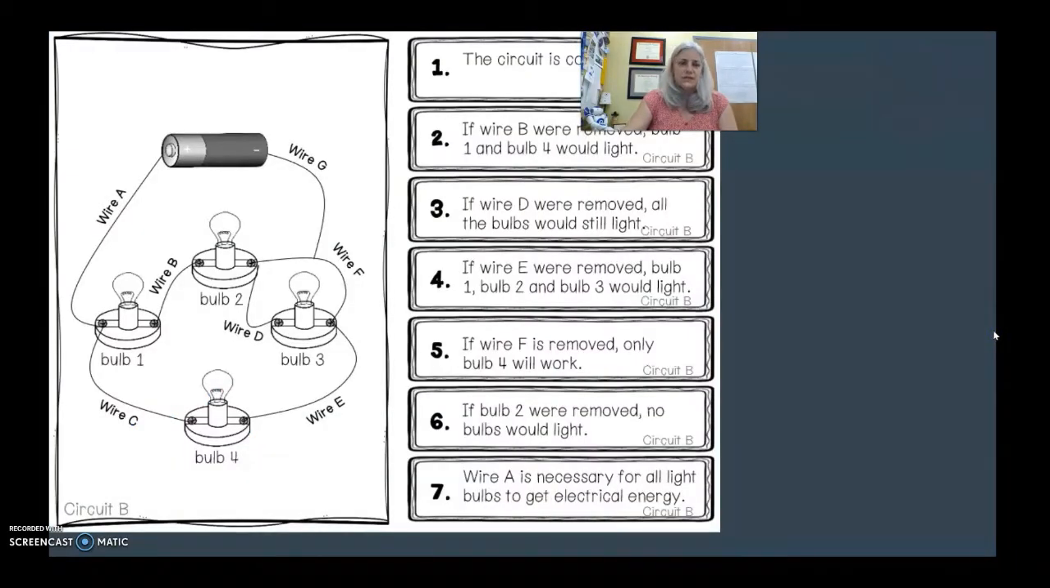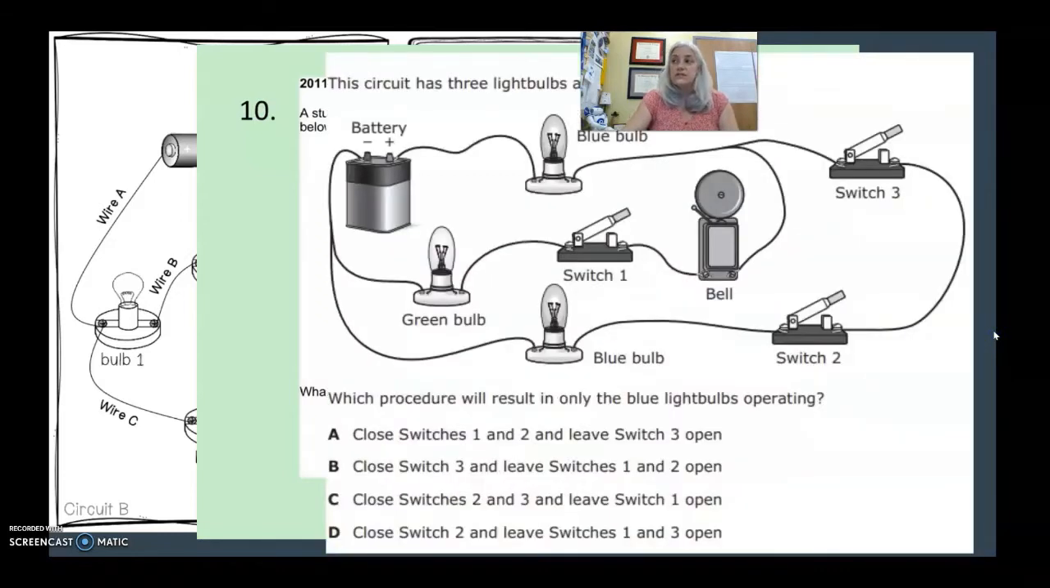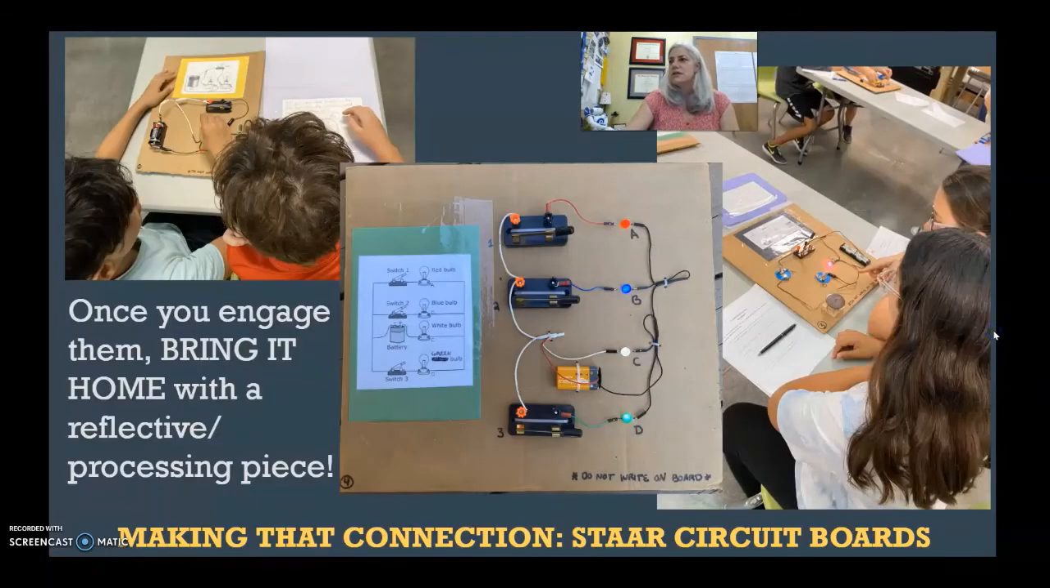So this is just some examples of some Texas STAR released questions from past years. And you can see they're very predictive. What would happen if? What would you likely observe when? And it's very different from what the students are doing in their inquiry activities. And I think that's one place where that disconnect occurs.